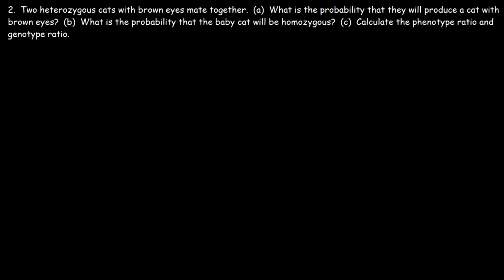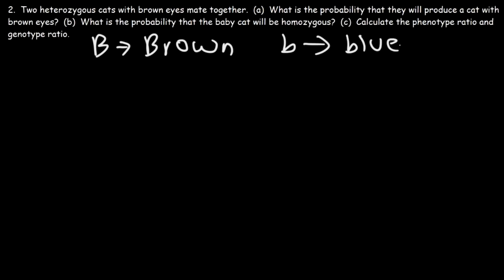Now let's work on another example. 2 heterozygous cats with brown eyes mate together. What is the probability that they will produce a cat with brown eyes? So once again, we're going to say capital B is associated with brown eyes, and little b is going to be associated with blue eyes. So based on this information, calculate the probability that the baby cat is going to have brown eyes.